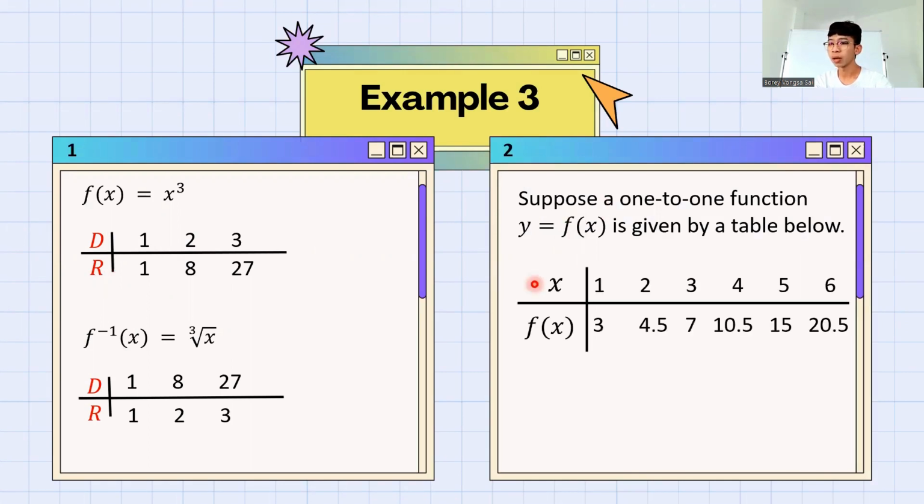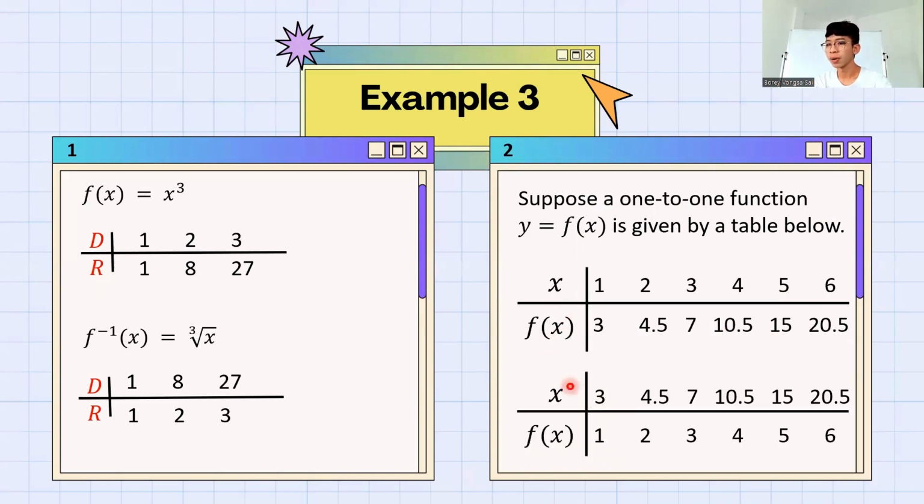The table shows the value of x and the value of f of x. For its inverse function, we just swap the value of x with the value of f of x that we have found, and we get the value of f inverse, which is the same as the value of x that we gave previously. So they call it inverse functions.